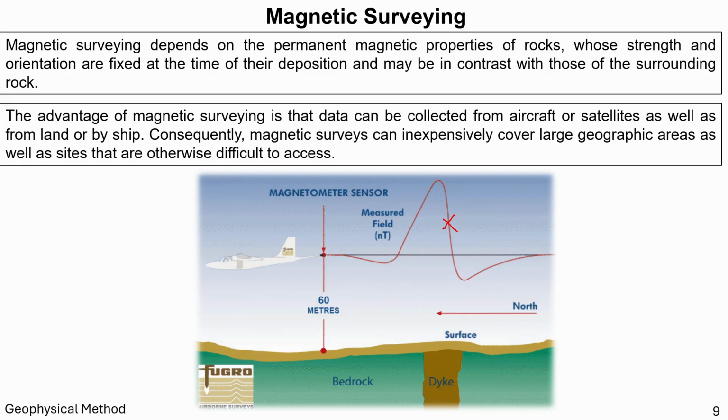This slide introduces magnetic surveying. Magnetic methods rely on the magnetic properties of rocks, which can differ depending on mineral content and geological history. One major advantage of magnetic surveying is that it can be conducted from aircraft, satellites, land, or ships, making it relatively inexpensive for covering large or difficult-to-access areas. Magnetic data are especially useful for regional mapping, basement interpretation, and structural trends.